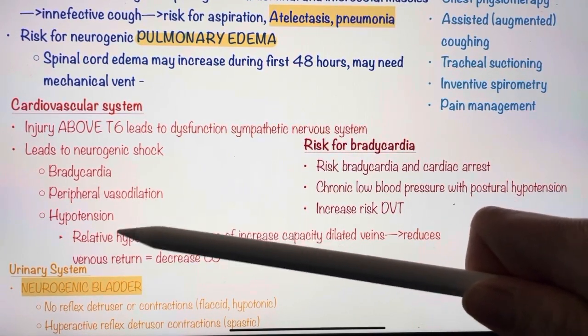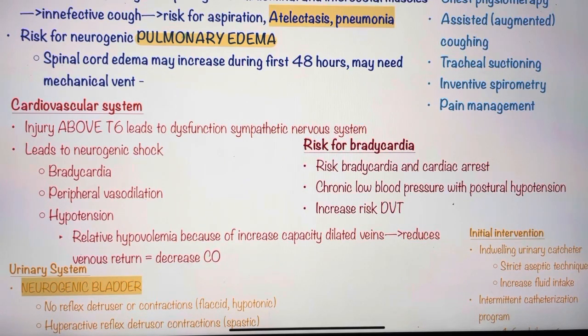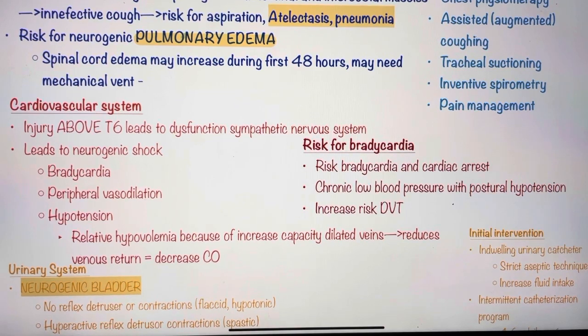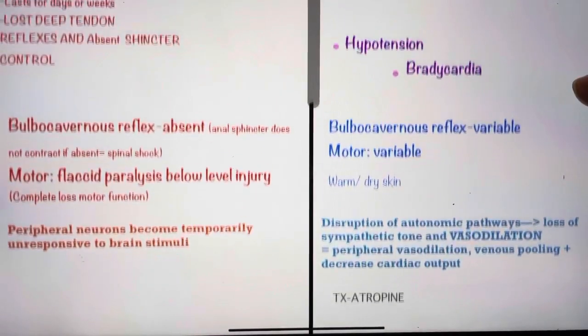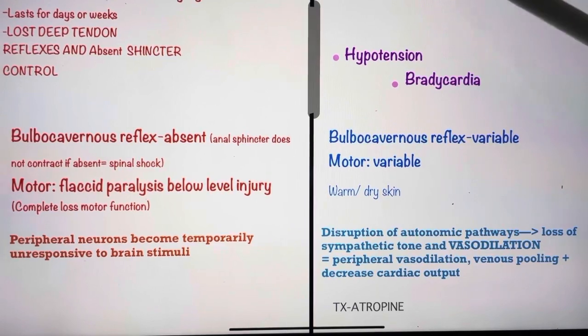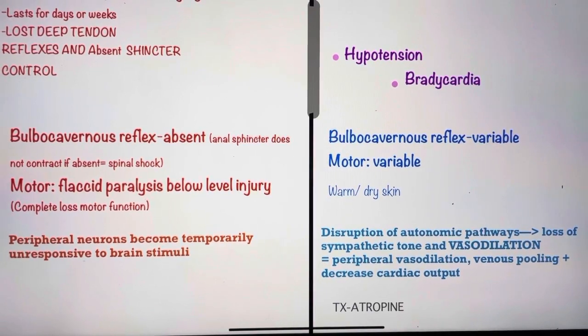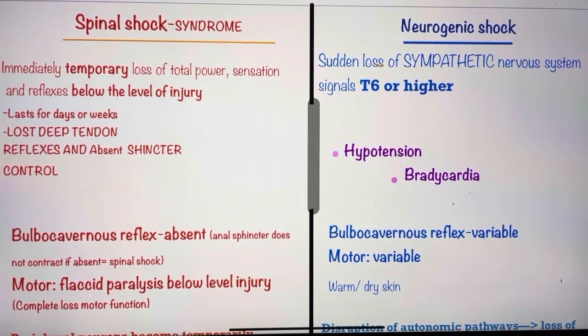That hypotension results in relative hypovolemia, meaning it's going to appear as if there is less volume because of that increased capacity of the dilated veins, which in turn reduces the venous return and decreases cardiac output. We are most concerned with the cardiovascular system with T6 or higher due to that dysfunction of the sympathetic nervous system, which results in hypotension. Anytime we have significant hypotension, we have a risk for shock.